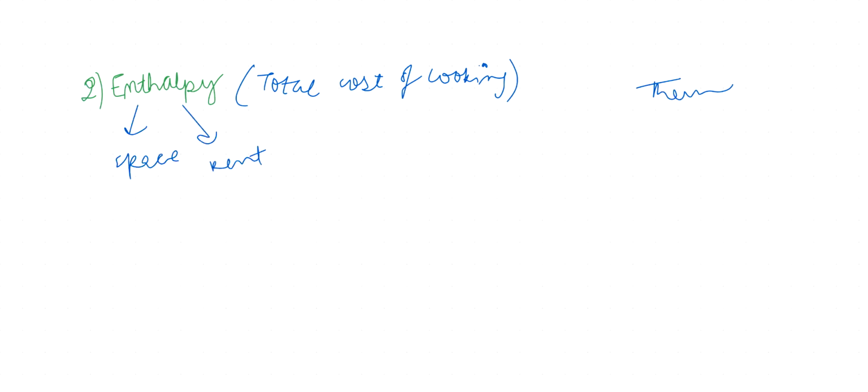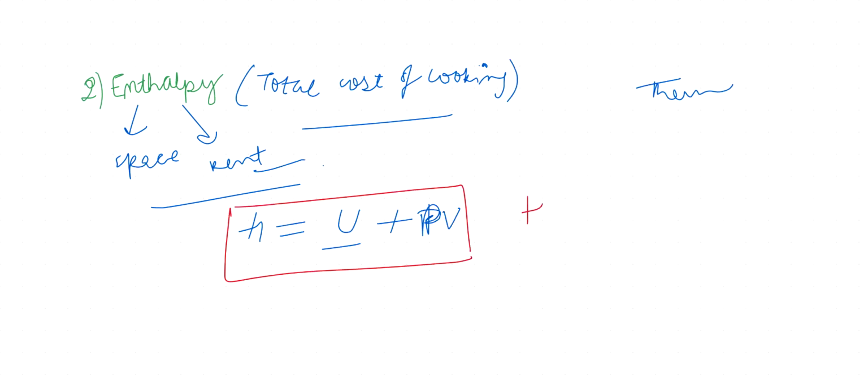So enthalpy represents that. Enthalpy represents the total energy of the kitchen, including the total energy plus the extra space he needed and the rent he has to pay as well, that is PV. So the extra factor added in enthalpy: H is equal to U plus PV. Here U is the total energy, and P and V are the pressure and volume.